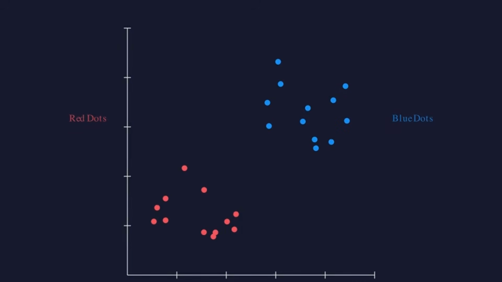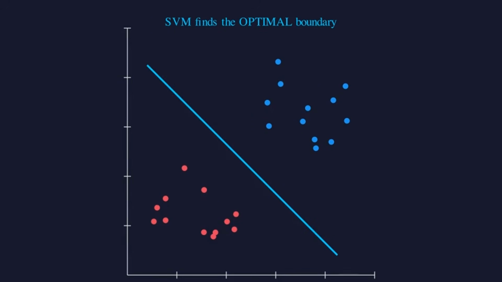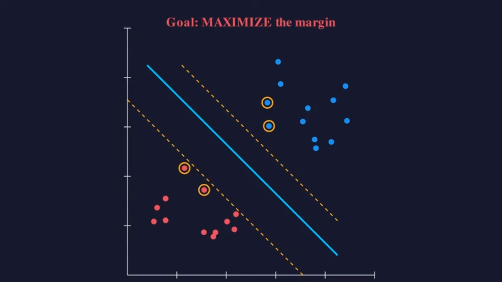To understand this visually, imagine two groups of dots on a graph, red dots and blue dots. There are many possible lines you could draw to separate them, but support vector machines finds the one that is furthest away from the closest dots on both sides. Those closest dots are called support vectors. They're the data points that are literally holding up the boundary. Support vector machines' entire goal is to maximize the margin.